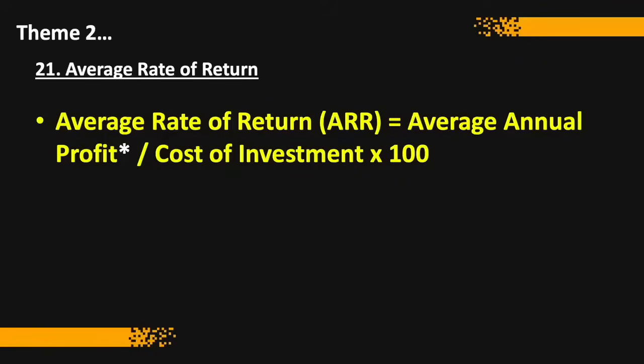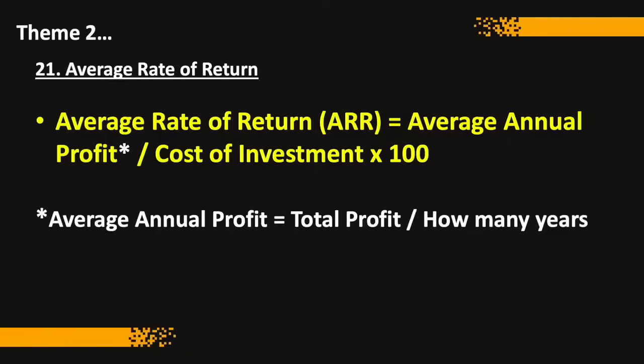So average annual profit, well, the formula for that, average is just mean from maths, if you've been doing GCSE maths, which I'm sure you have been. Then average annual profit is just total profit divided by how many years. So you had total profits of £20 over how many years? 10. 20 divided by 10 is 2.